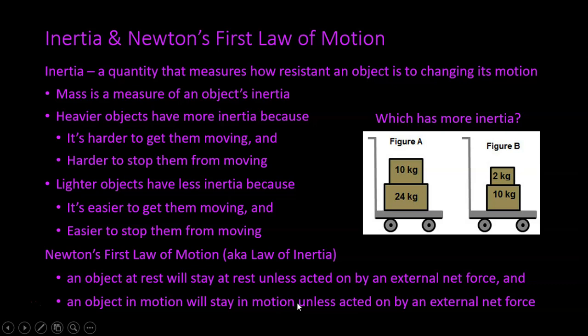But that's because there's friction. So friction is that external force acting to slow it down. If we didn't have friction, we know that the ball would roll further. And in outer space, there is no friction. So things in motion in outer space just keep moving unless there's an outside force acting on it.